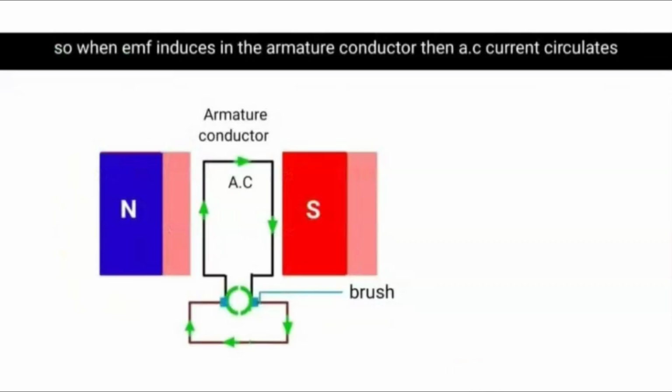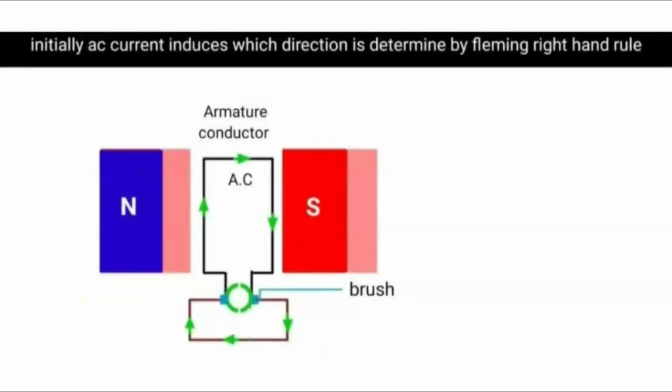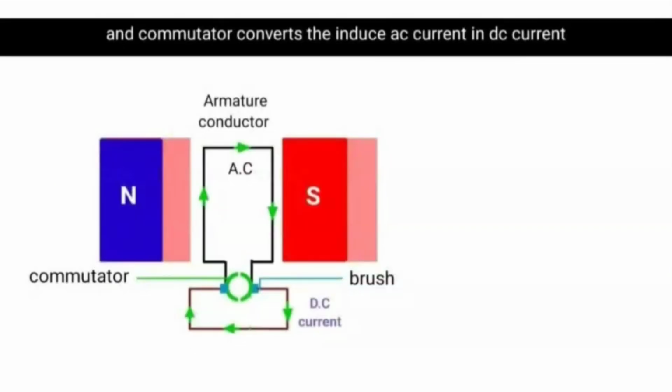So when the EMF is induced in the armature conductor, then the AC current circulates. Initially, the direction of the induced AC current is determined by Fleming's right-hand rule. And the commutator converts the induced AC current into DC current. The connected brushes collect the DC current and supply it to the load. Thus, the DC generator converts mechanical energy into DC electrical energy.